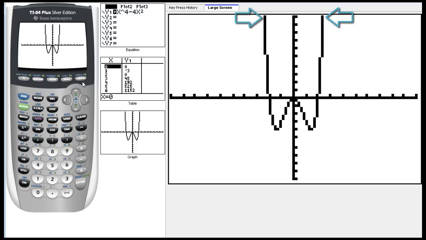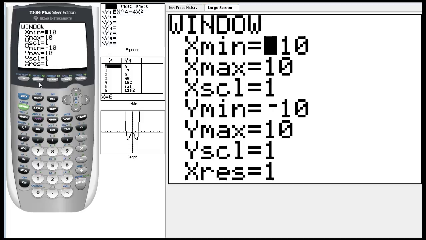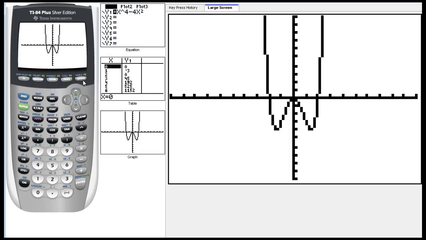Let's look at part B. Part B says find the x-intercepts. Well, it's very easy to see our x-intercepts are at (2, 0), (0, 0), and (-2, 0). Remember going back to the window. Look at my x scale. My x scale is 1. That means the distance between each and every hash mark on the x-axis is 1. So the distance here is 1 and here is 1. So I can count by ones. 1 and 2. Not only that, I can also go back to the table.